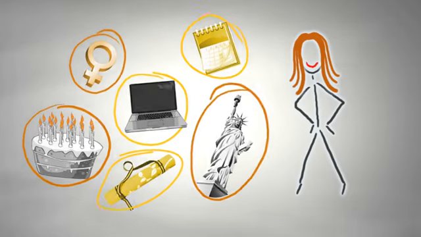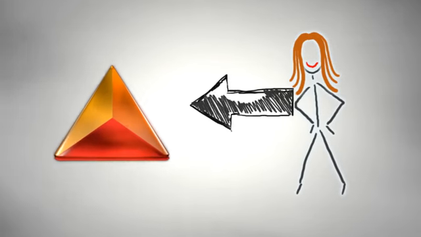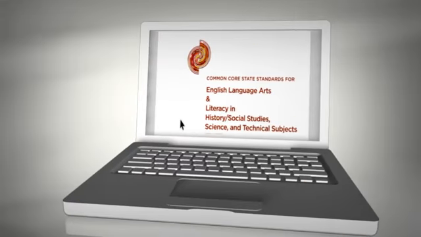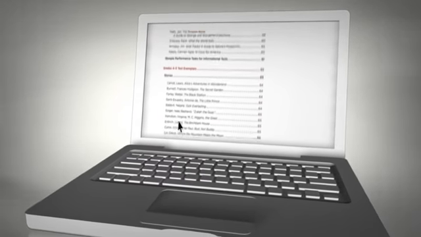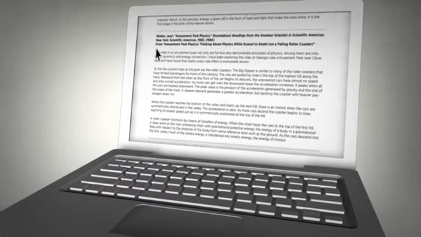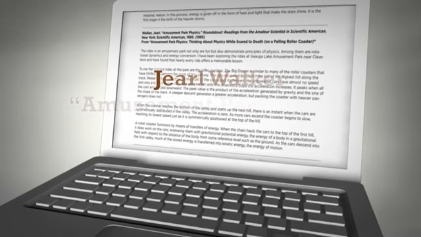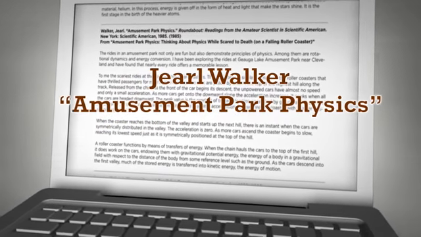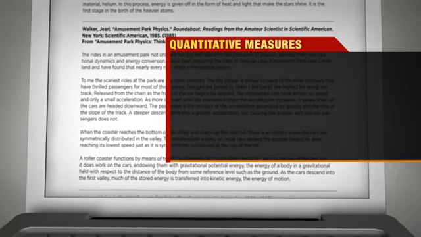Thinking about Chris's quantitative and qualitative characteristics, as well as who engages with her and why, can lead to a successful interaction. Now let's apply the same thinking about the complexity of a person to the complexity of a text, with this sample passage from Appendix B of the Common Core State Standards for Literacy. The text we'll be using is Gerald Walker's Amusement Park Physics. The quantitative aspects of this text are represented here by a Lexile measure.